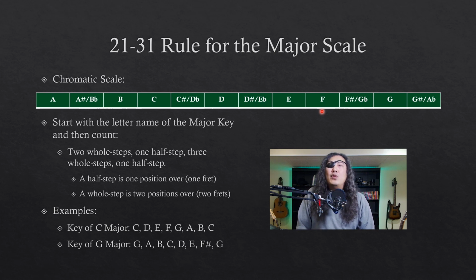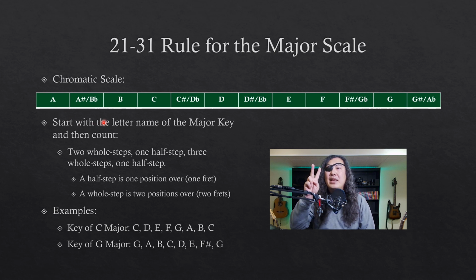And then we're going to move on to the 31 part of the formula. The 3 represents 3 whole steps. So we're going to go from F to G. That's 1 whole step. And remember I said when we run out of letters, we loop back to the beginning. So G, G sharp, A flat, and then A. So G to A is our second whole step.